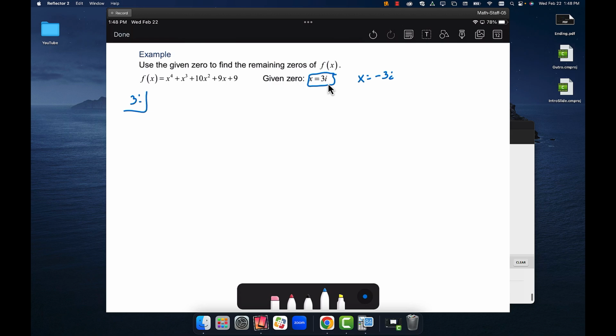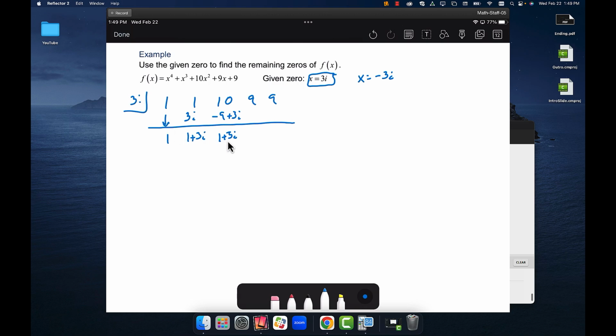We'll throw it into our box, list the coefficients of your original polynomial, bring down that first number, 1, and multiply. 3i times 1 is 3i. And then we add. We get 1 plus 3i. Then we're going to multiply. 3i times 1 plus 3i. 3i times 1 is 3i. 3i times 3i is 9i squared, which is negative 9. Add, and we get 1 plus 3i.